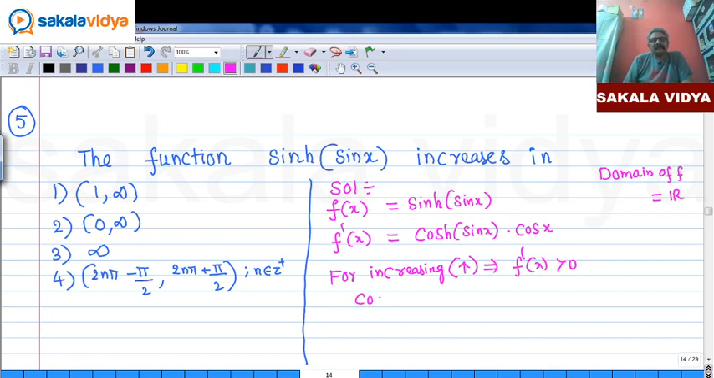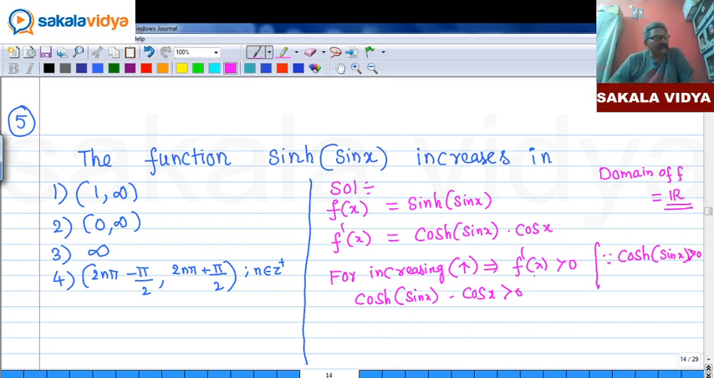So cosh of sin x into cos x greater than 0. One logic is there: cosh of sin x, for all real values in the domain R, will always be positive, because hyperbolic functions are obtained from the exponential function only.